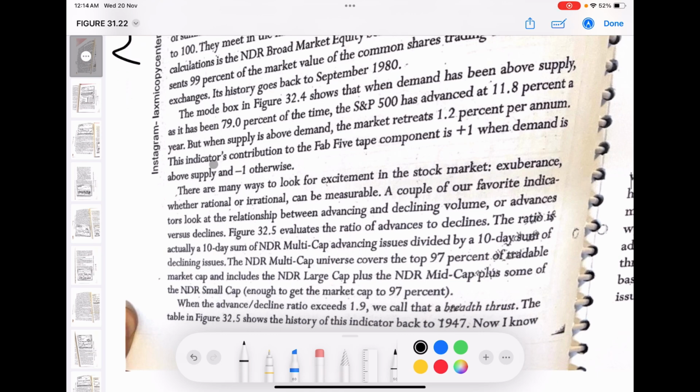The indicator's contribution to the Fab 5 tape component is +1 when demand is above supply and -1 otherwise. So whenever demand is more, we have +1, and whenever supply is more, you have -1.